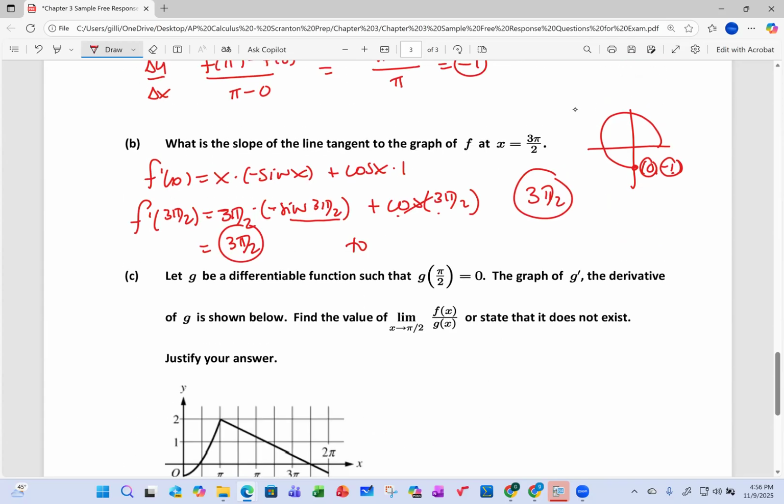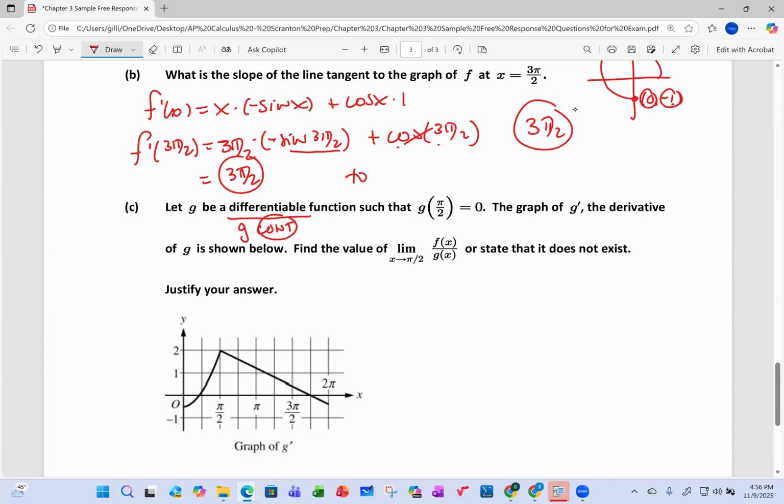Part C: g is a differentiable function such that g at pi over 2 equals 0. So remember, if g is differentiable, g is also continuous because differentiability implies continuity, but not the converse necessarily. The graph of g prime, the derivative of g, is shown below. Find this limit. How do we approach a limit? By direct substitution.